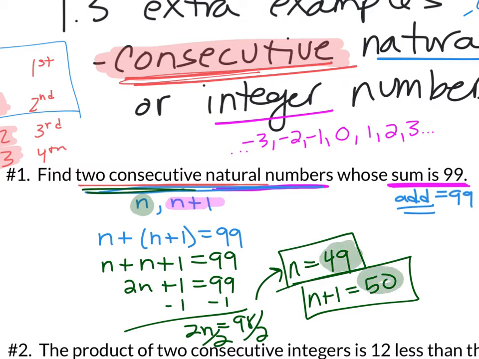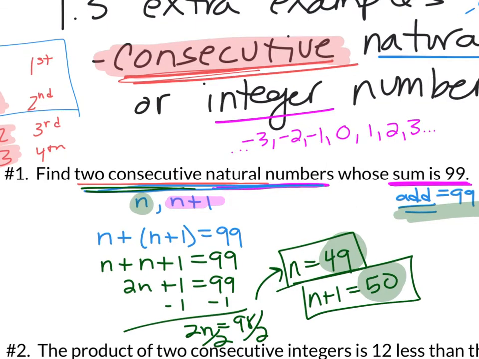And then let's do a quick check, just to make sure that they add up to 99. If you add 49 and 50, you do get 99. So these are easy problems to check as well.